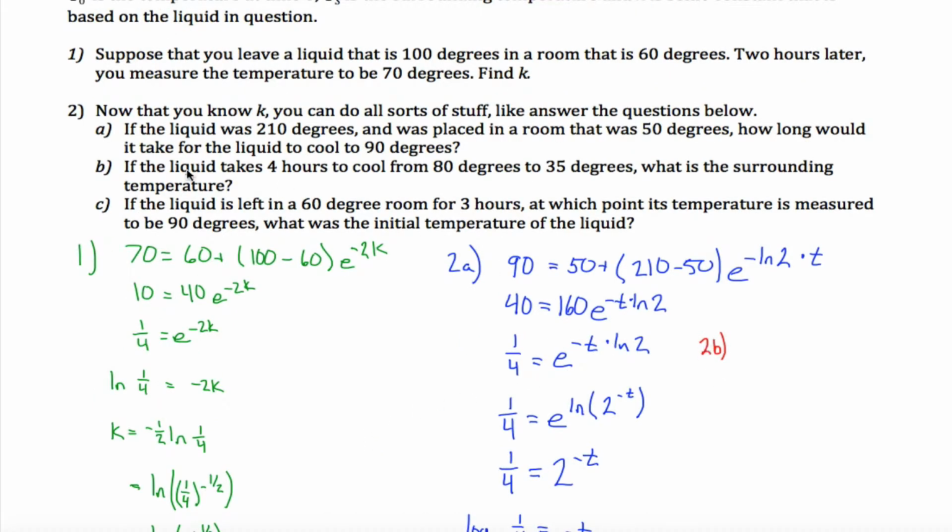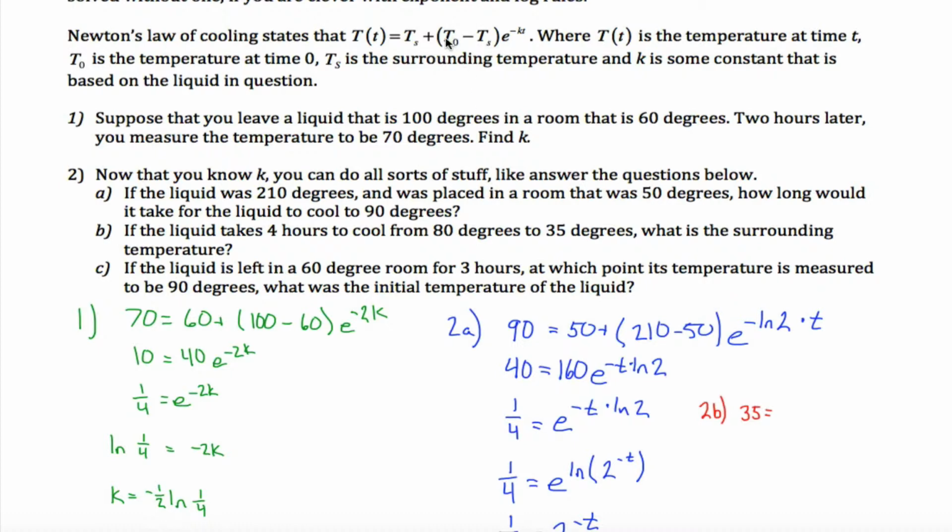Okay, 2b. If the liquid takes 4 hours, so time equals 4, to cool from 80, my initial temperature, to 35, what I end up at, so I got 35 equals, what is the surrounding temperature? So what's not given this time is T sub S. That's okay. Leave that as an unknown and we'll solve for it.